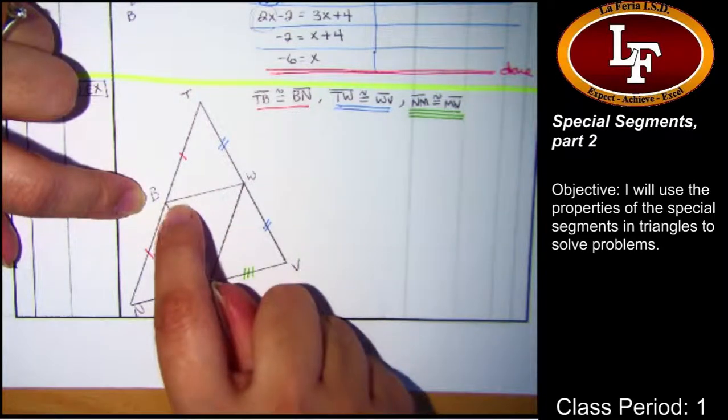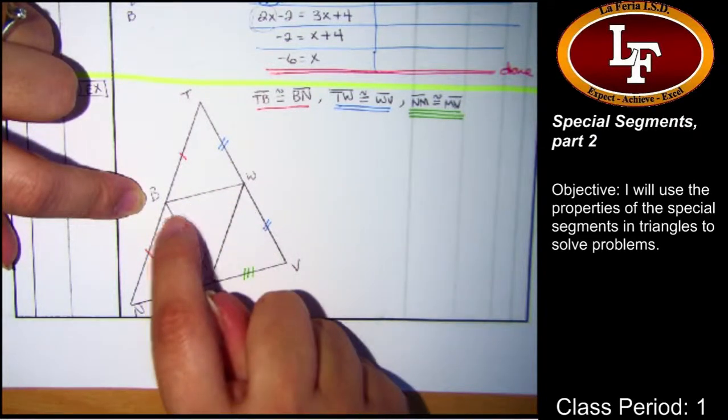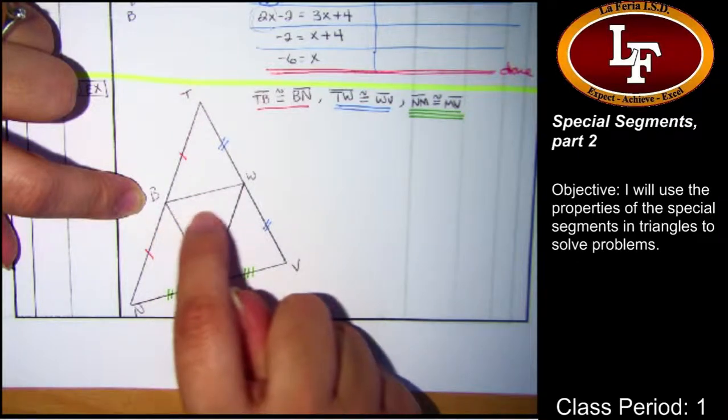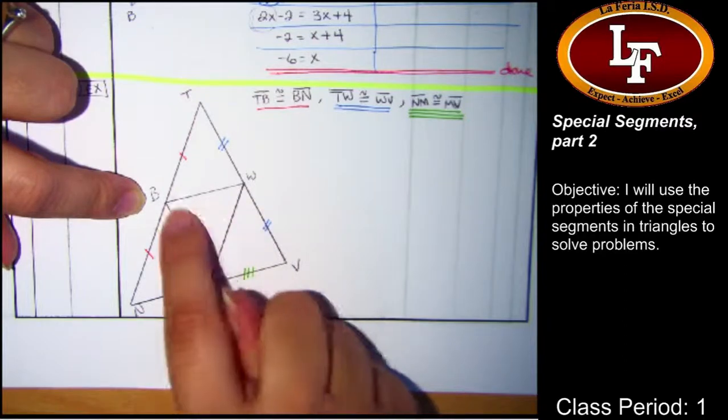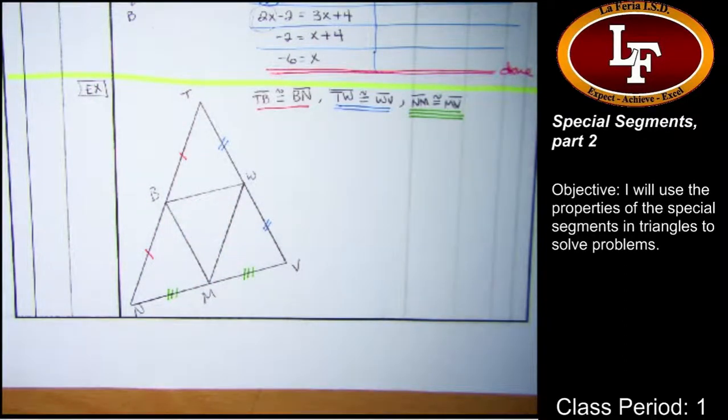What kind of segment is this guy? No, it's not an angle bisector. What kind of segment is the segment that the endpoints are the midpoints of two sides? Notes. Yeah, somebody. He doesn't have his. Help him out. Go to your notes from yesterday. You're trying to find the name of the segment whose endpoints are the midpoints of sides.